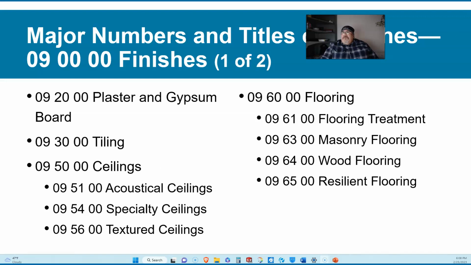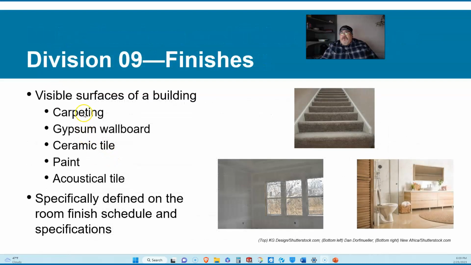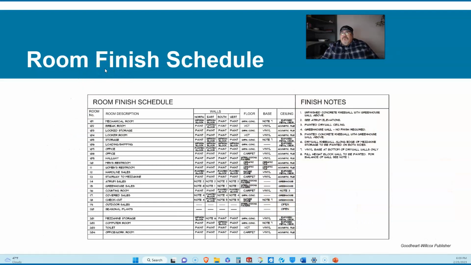The major numbers and titles of finishes, so 09 being the category for finishes, but all these different finishes that we spoke about, they all have their own subcategory within Division 9. And we see that here.